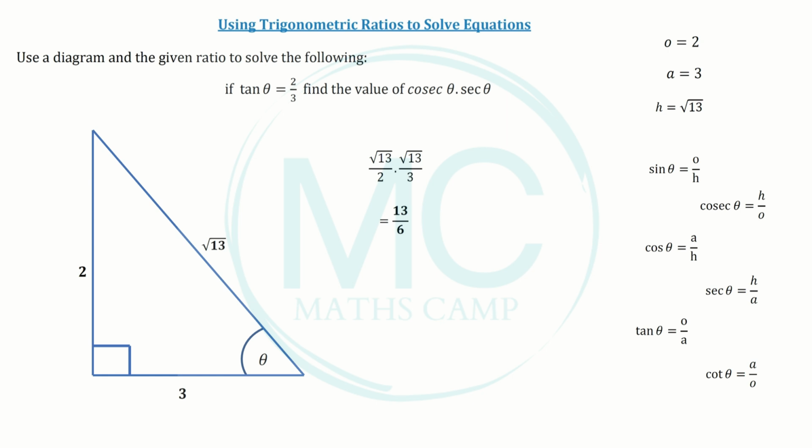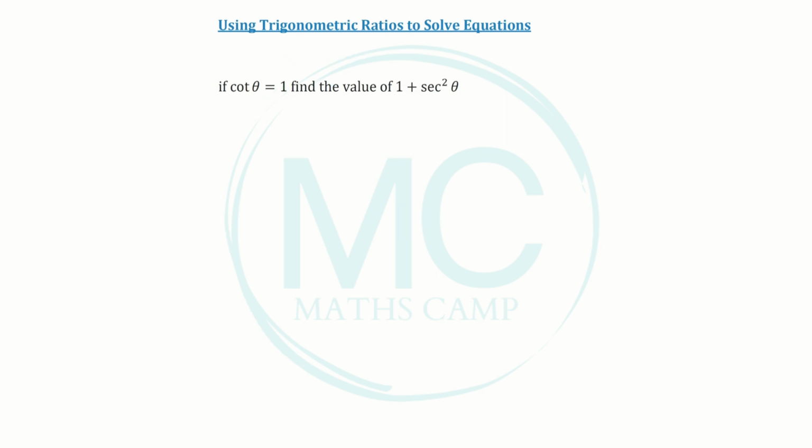Let's do another example. If cot theta is equal to 1, find the value of 1 plus sec squared theta. Now, you don't need to draw a diagram to solve these equations as long as you know your basic trigonometric ratios and their reciprocals. So if the question does not ask you to draw a diagram, it is up to you if you want to draw one or not. So in this example, we are not going to draw a diagram.